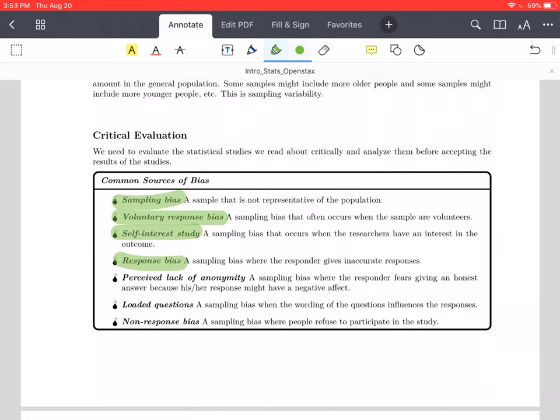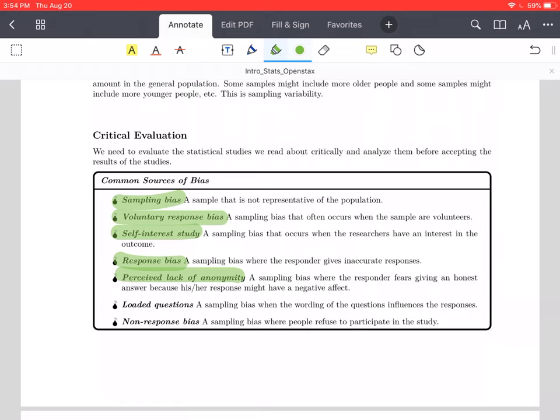Response bias. This is where the responder gives inaccurate responses, not necessarily because they're lying, but maybe just because, say, you're surveying people about their weight. You're trying to gauge the average weight of a person, and the person doesn't know their exact weight, so they give you their best guess as to what their weight is. And that might be inaccurate. But that's what you have. So you just have to be mindful of that possible response bias.